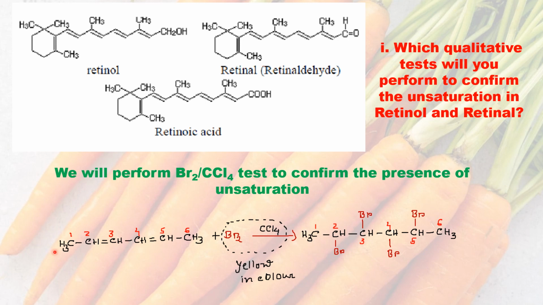Here you can see at positions 2 and 3 there is a double bond, and at positions 4 and 5 there is a double bond. Now at positions 2 and 3 it becomes a single bond and 2 bromine atoms attach across the double bond. This is called anti-addition, meaning the 2 bromines add in opposite directions. Due to this electrophilic addition, the bromine color disappears.